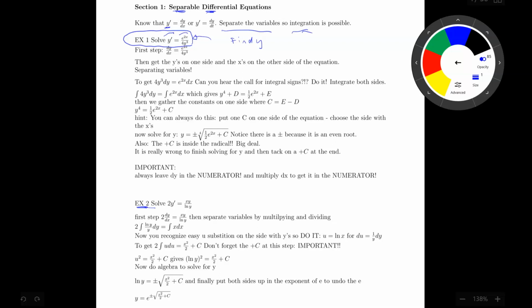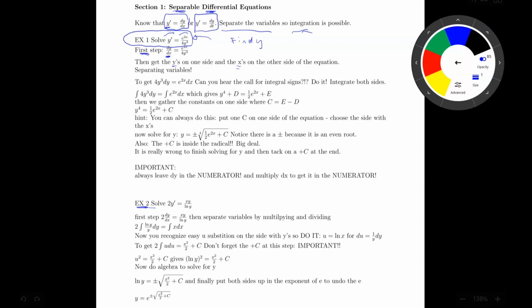And so the first step will always be to rewrite y prime as dy over dx. That's a big deal. Don't put dx over dy. So y prime is dy over dx. Sometimes you'll have y prime equaling dy over dt if you have t's as your independent variable. So when you see x's, you put dy over dx. All right.